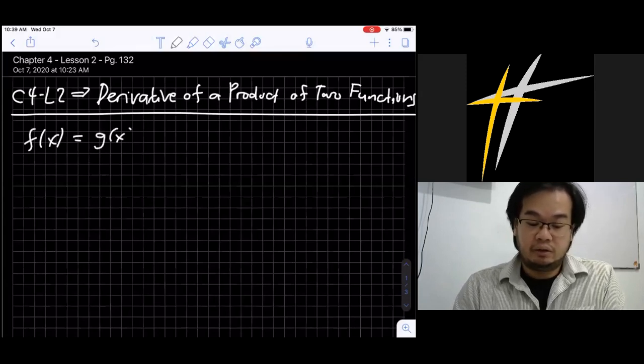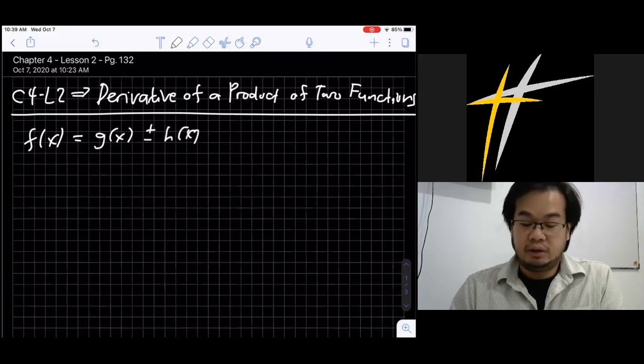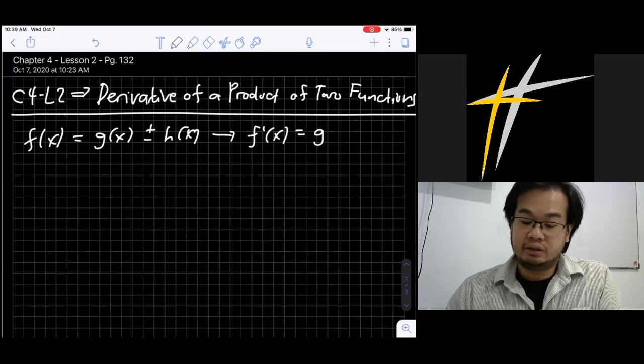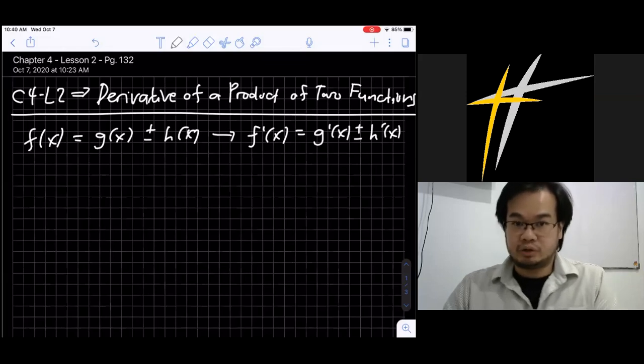Okay. In the previous chapter, you have learned that if you have a function that is an addition or subtraction of two other functions, then the derivative of the function f(x), f prime x, is the addition or subtraction of each function being derived, right? So this is what you learned from the previous chapter.